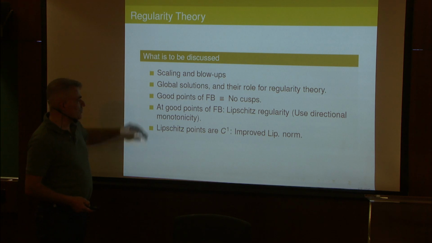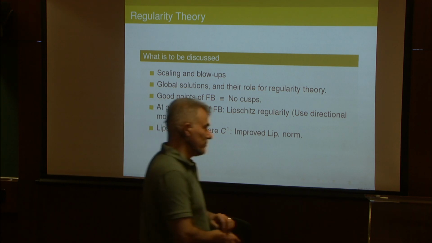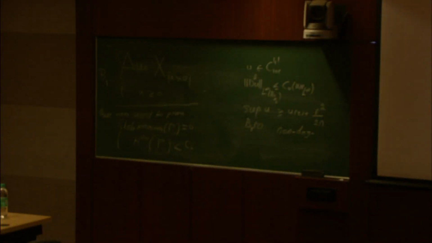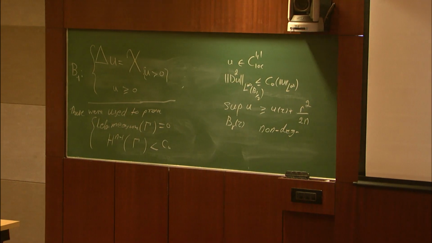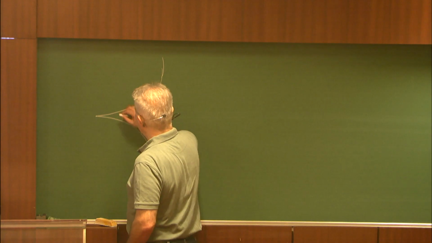And then we talk about good points of the free boundary. A good point is a point where you don't have a cusp. Of course, free boundaries in this particular case can develop cusps. So if you want to talk about regularity of the free boundary, you have to, at least at this stage, avoid them. So examples can be like this. An example of a cardioid you can actually write down explicitly in dimension 2. There's a bunch of examples you can find. So the picture is like this.